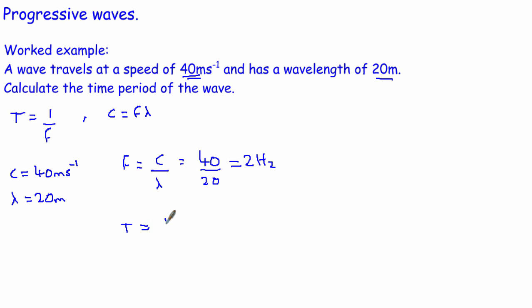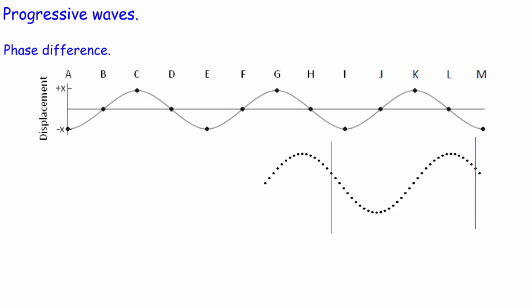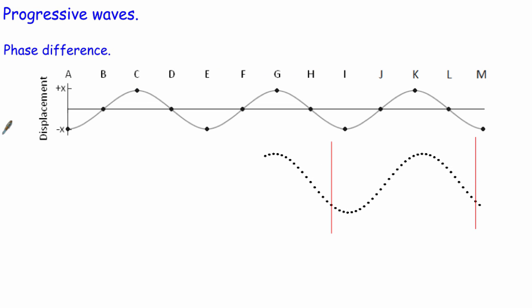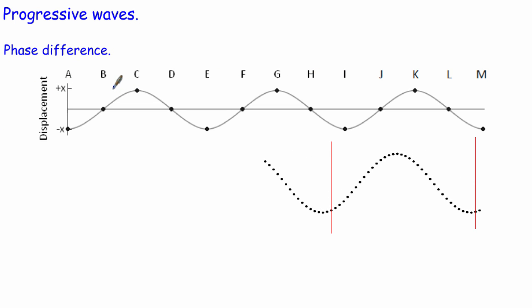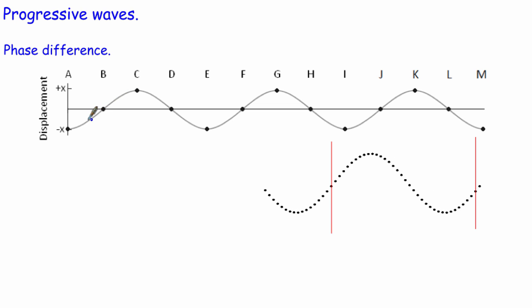Time period is equal to 1 over the frequency, which is equal to 1 over, now the frequency I've just worked out to be 2. So therefore that time period is equal to 0.5 seconds. So I've answered my question. So that's how you would use that to actually calculate the time period of that particular wave. So I said we'd have a look again at phase and basically what phase difference meant.